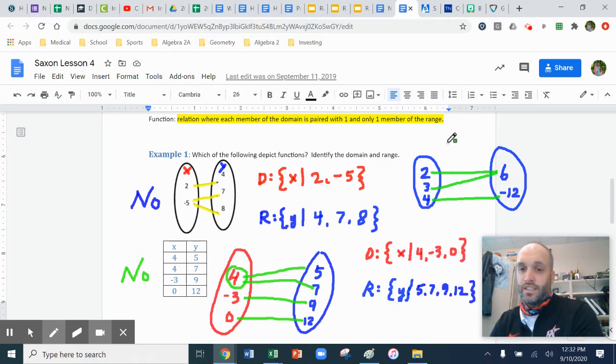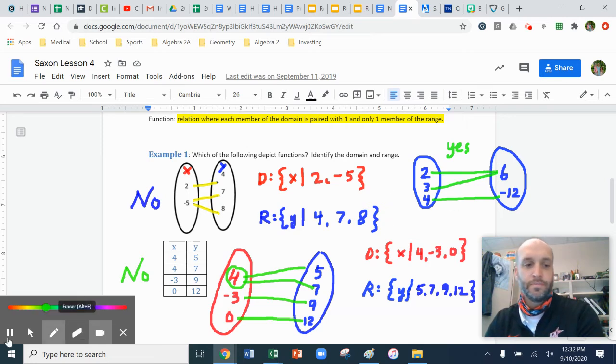So this one is, yes, a function because each domain only has one mapping coming off of it, or one arrow coming off of it, pairing with the range. So that would be an example of a mapping diagram that represents a function.